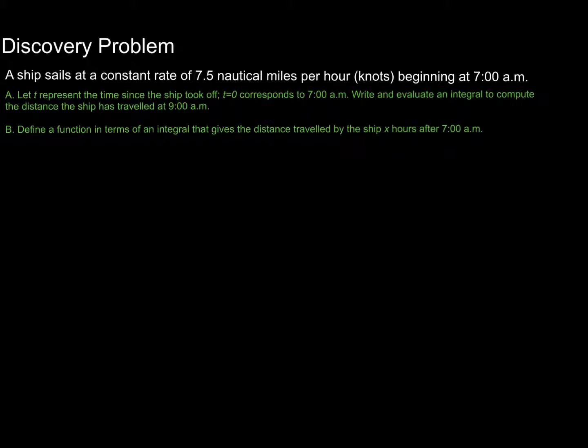Okay, so to discover some of these new concepts, go ahead and apply the knowledge that we already have about definite integrals to answer this problem. A ship sails at a constant rate of 7.5 nautical miles per hour, that's known as knots, beginning at 7 a.m. Let t represent the time since the ship took off, meaning t equals 0 corresponds to 7 a.m. A: Write and evaluate an integral to compute the distance the ship has traveled at 9 a.m. And B: define a function in terms of an integral that gives the distance traveled by the ship x hours after 7 a.m. Go ahead and complete that on your own, and then we'll take a look together.